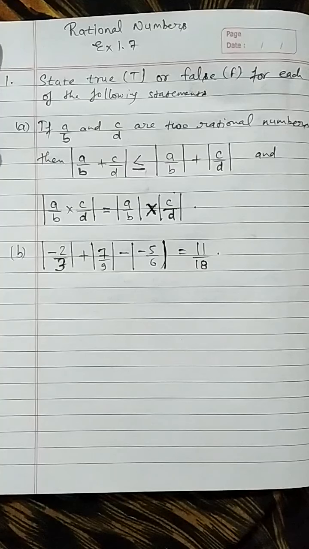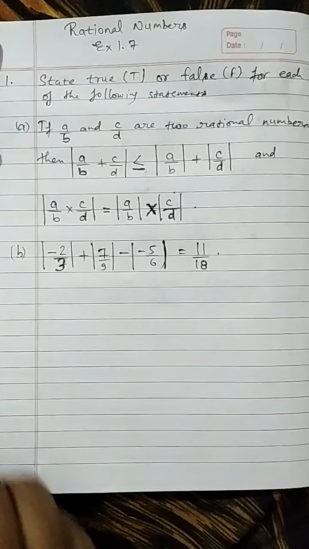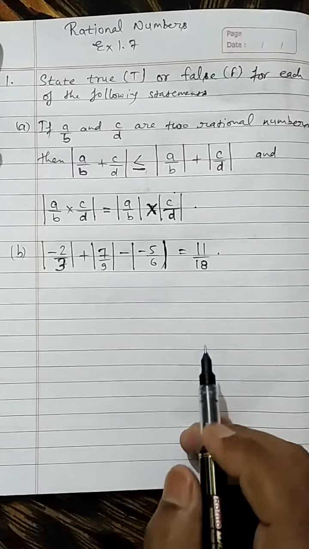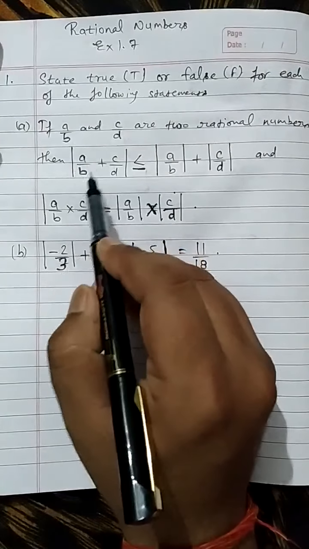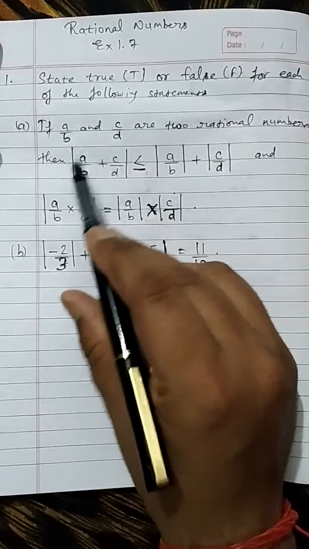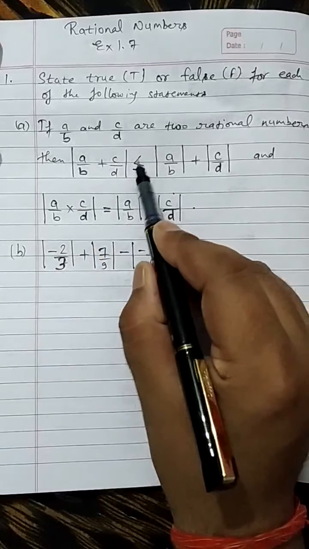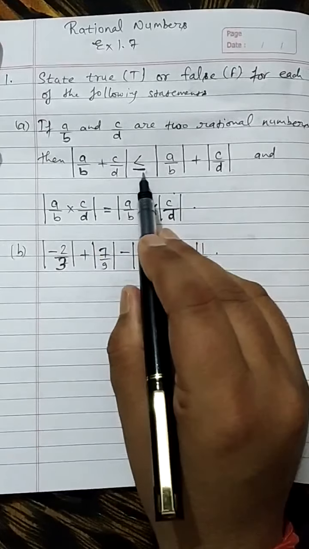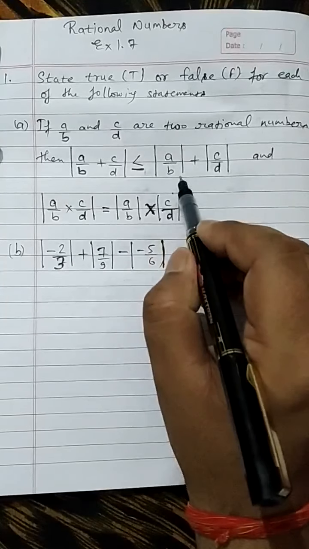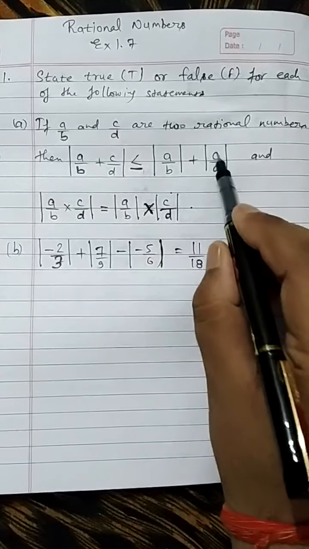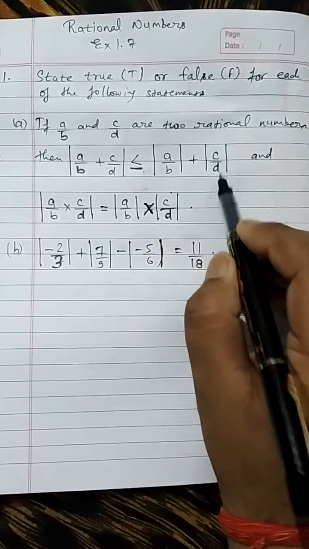A part is: if A upon B and C upon D are two rational numbers, then the absolute value of A upon B plus C upon D should be less than or equal to the absolute value of A upon B plus the absolute value of C upon D.